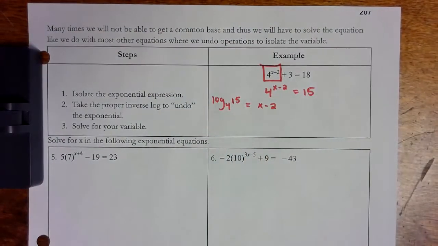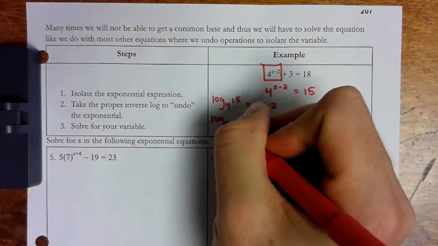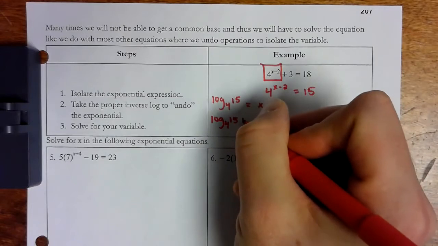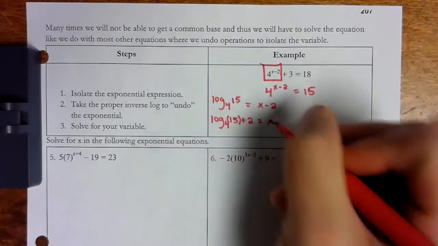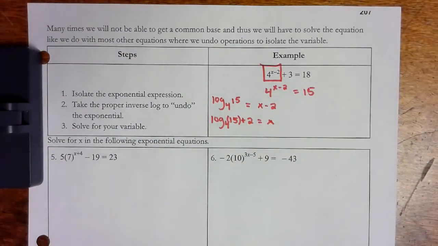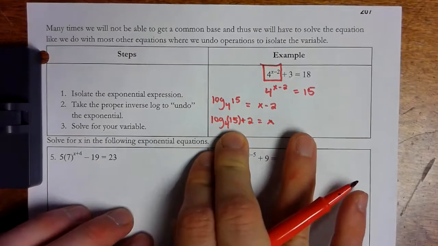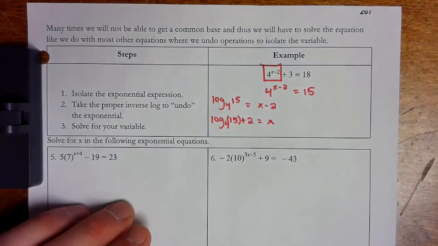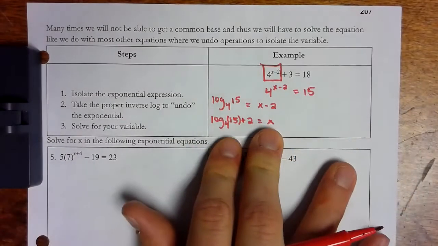And so now, to get x by itself, I just need to add 2 to both sides. So log base 4 of 15 plus 2 equals x. Notice how I did put that 15 in parentheses, because otherwise it might seem like I want to add 15 plus 2 and take log base 4 of 17, but that's not what we want at all. This is log base 4 of 15, and whatever that number is, we're going to add 2 onto that. Now again, if you don't have a calculator, this answer is acceptable.